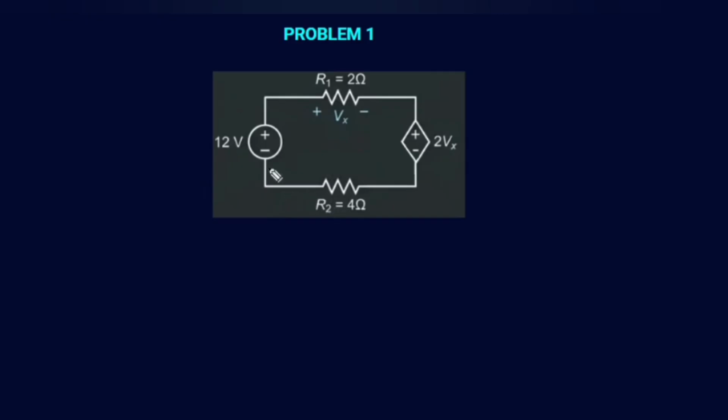Now, let us try to solve this particular problem. In this circuit, an independent source of 12 volts is given. We have resistors R1 and R2 with resistance 2 and 4 respectively, and there is a dependent source with a voltage 2Vx across it. One more piece of information we know is that the voltage appearing across the resistor R1 is Vx. Now we need to find the loop current I and the voltage Vx. Take some time and try to solve this problem.